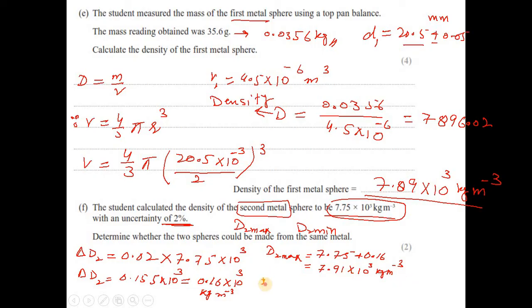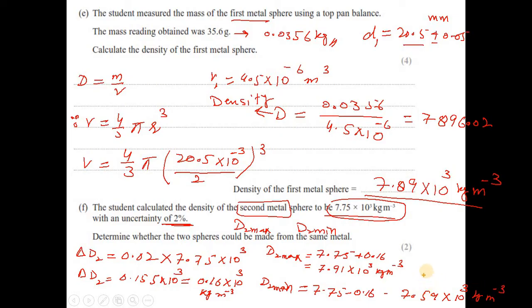And then minimum density, D2 minimum density. So minimum density is the measured value minus uncertainty. So 7.75 minus 0.16. So you have 7.59 × 10^3 kg m^-3.